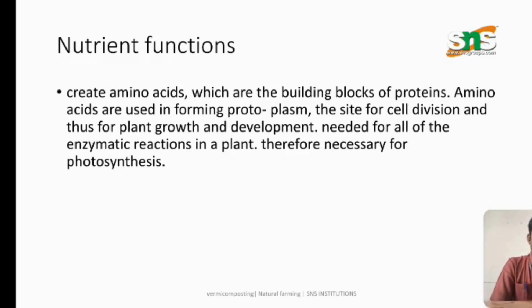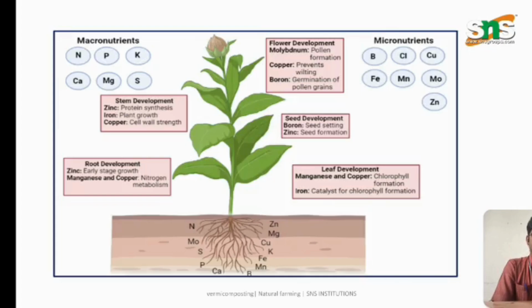Nutrient functions: nitrogen creates amino acids, which are the building blocks of protein. Amino acids are used in forming protoplasm, the site for all cell divisions, and thus for plant growth and development. It is needed for all the enzymatic reactions in a plant. Therefore, it is mandatory for photosynthesis.